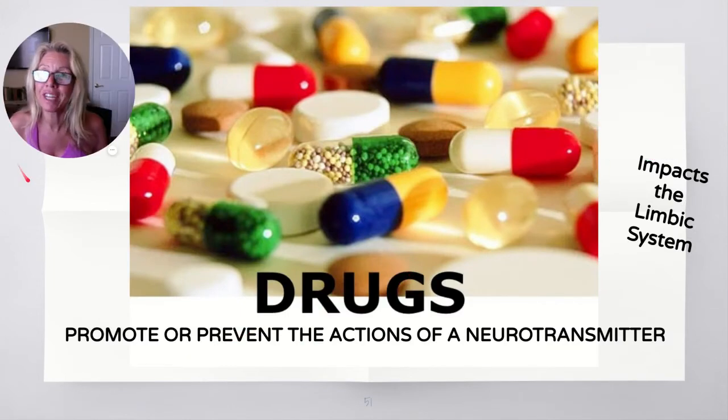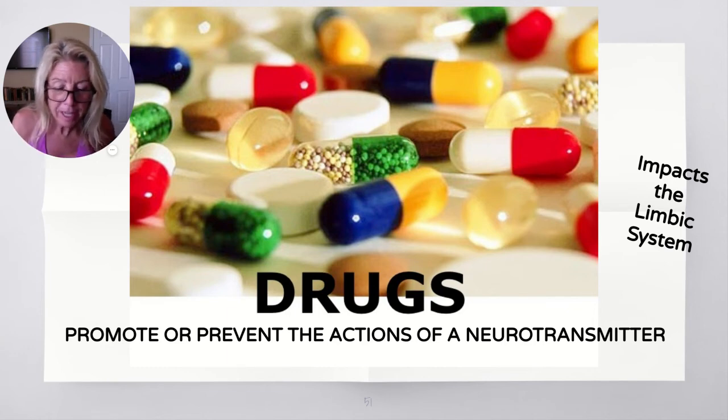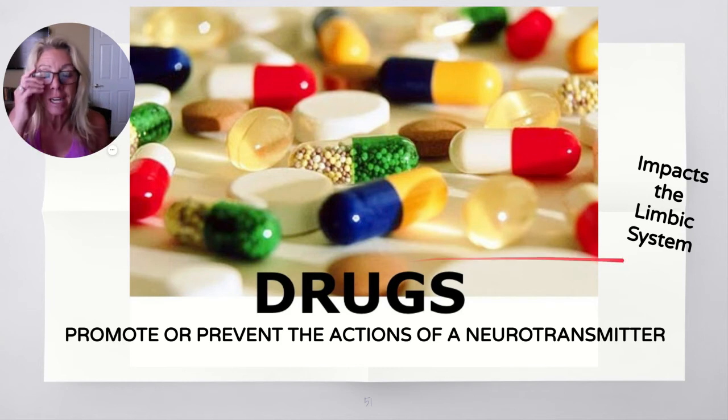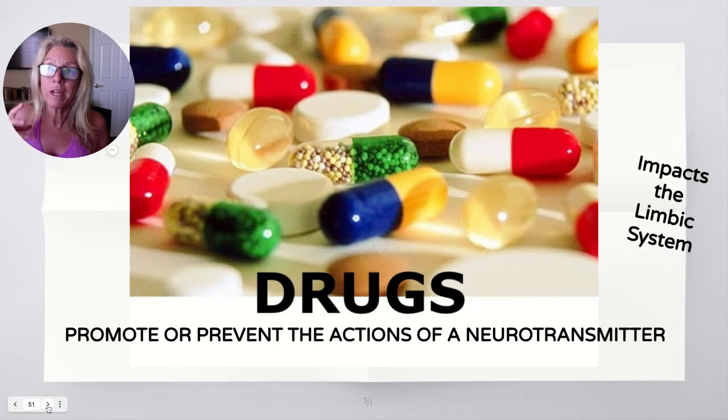Okay, unless you have to take an Advil or something. So drugs, ultimately what they do is you put a chemical in your body that affects the actions. It either promotes or prevents the actions of a neurotransmitter. Okay, so on your notes, drugs promote or prevent the actions of a neurotransmitter, and it impacts that reptilian brain. It impacts your limbic system. So that's why it helps some people. They'll become very anxious. Some people will become anxiety ridden because it's part of that kind of basic brain response.